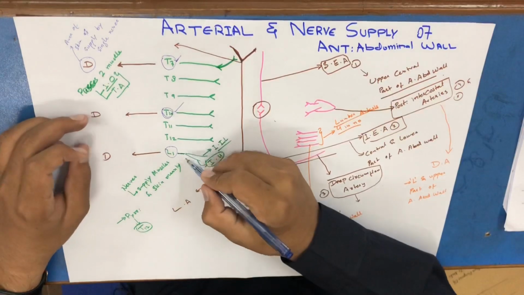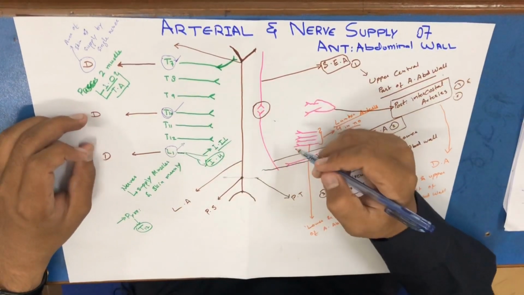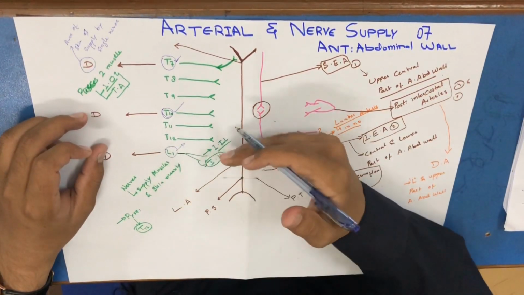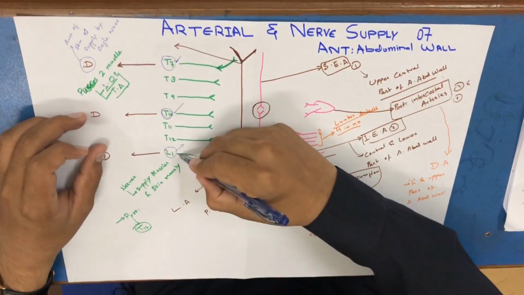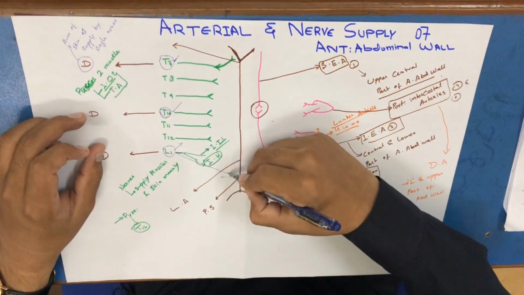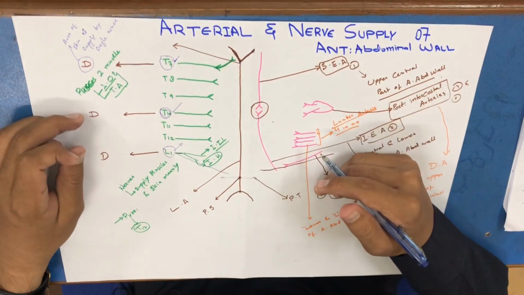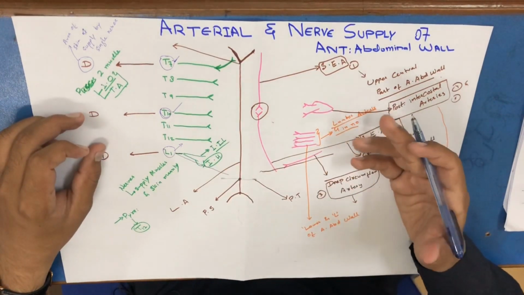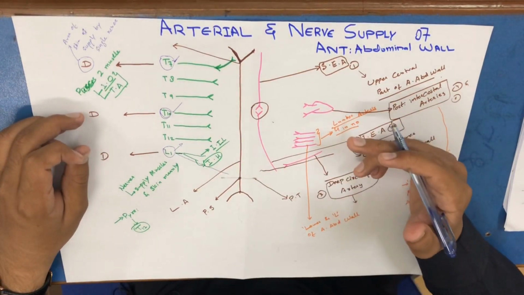Okay, so last is L1. L1 is at the level just above the inguinal ligament and the symphysis pubis. So for the structures which are present there, we can get the referred pain from there.